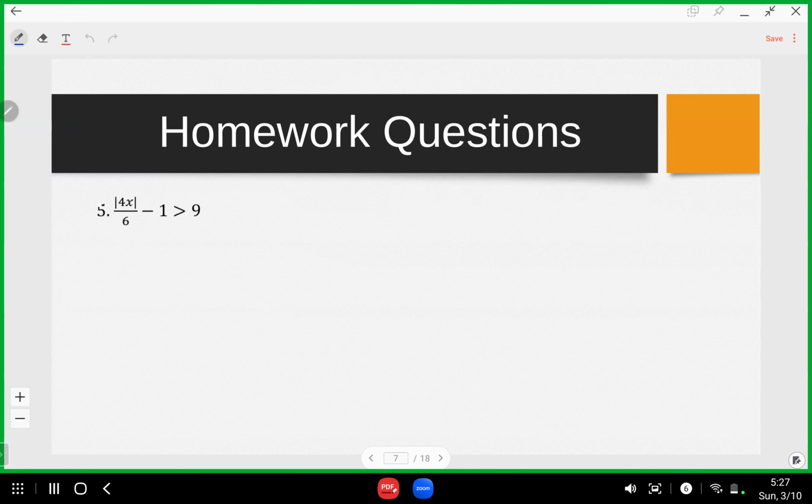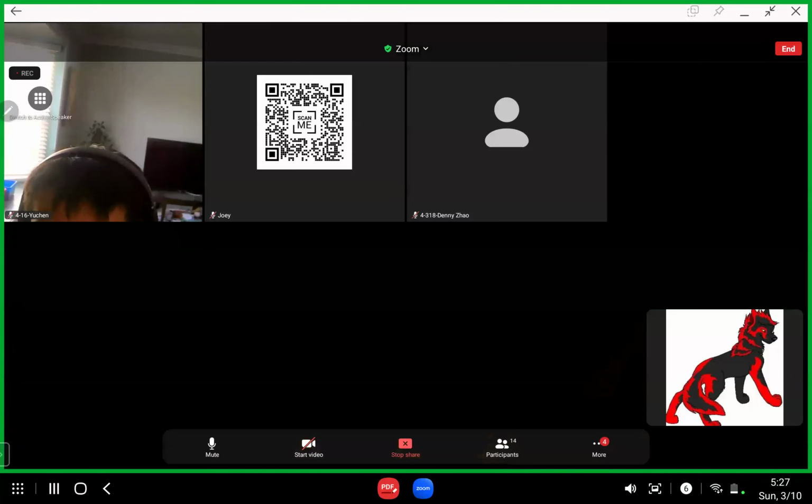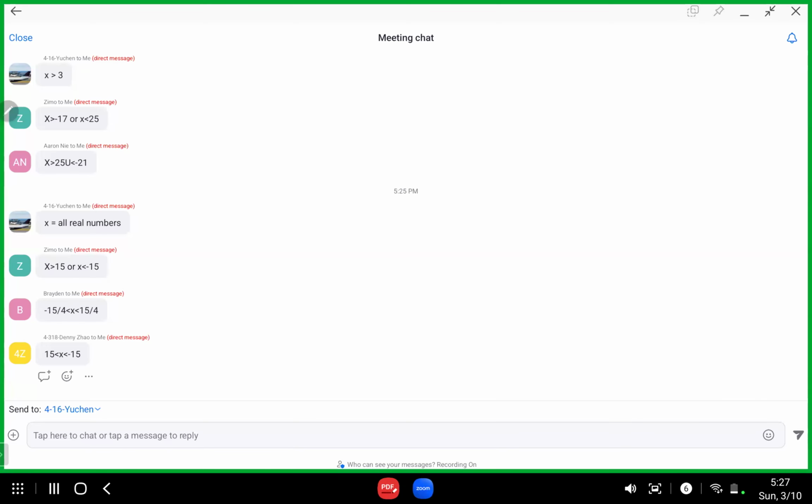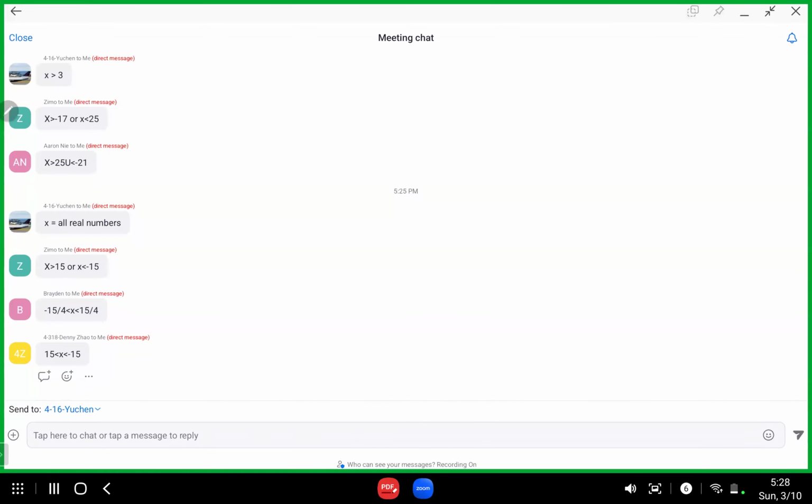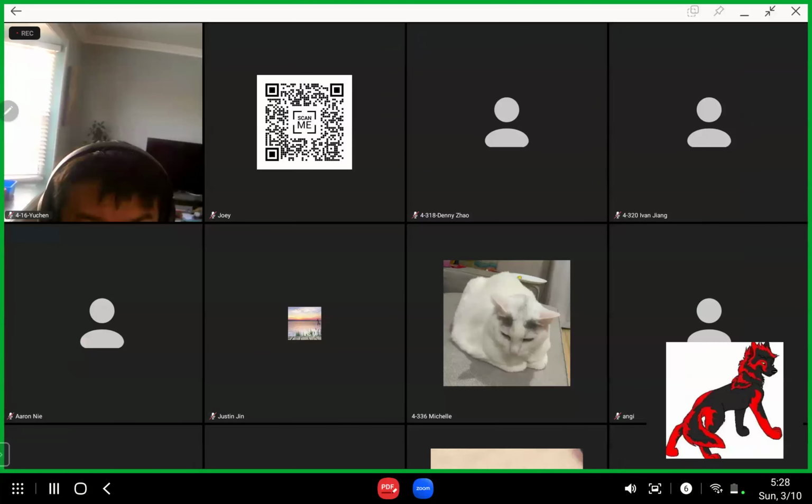All right, so let's look at the answers for this one. Yuchen says all real numbers, but that's probably for the last one. Zemo says greater than 15 or less than -15. That could be possible. But we also have Braden saying it's in between -15/4 and 15/4. Danny says in between -15 and 15. So we have some different answers here.